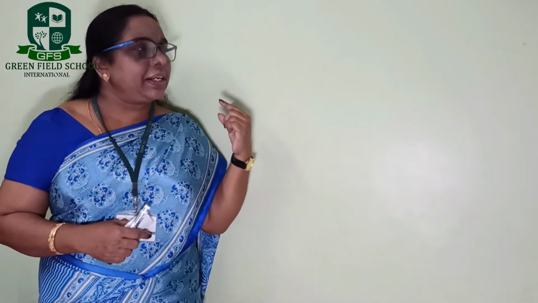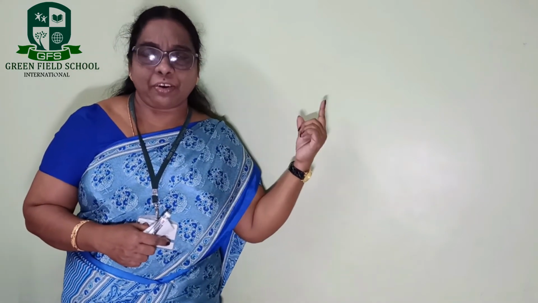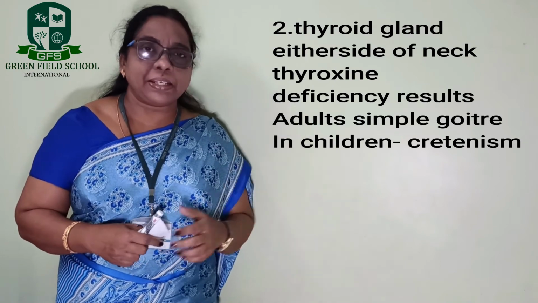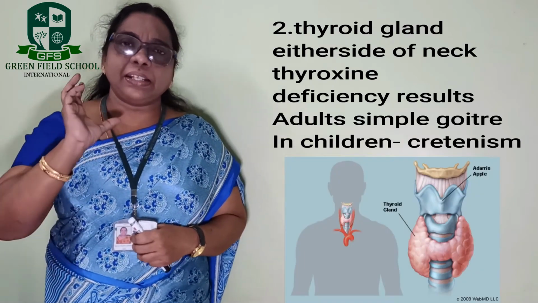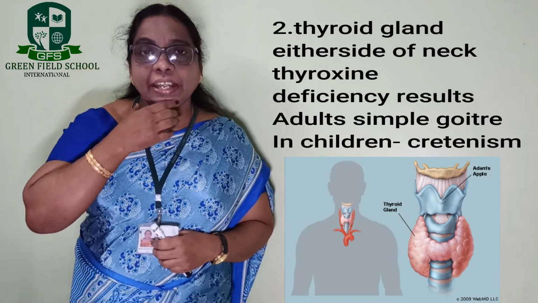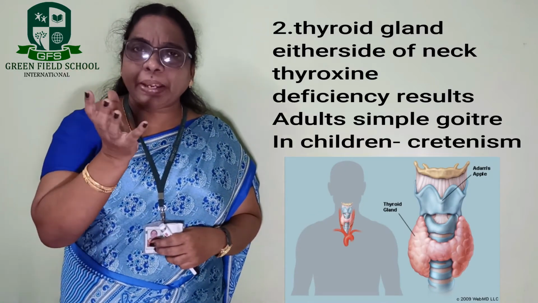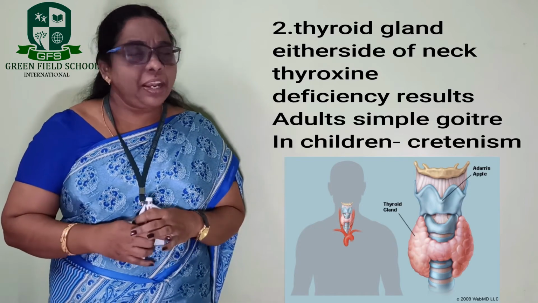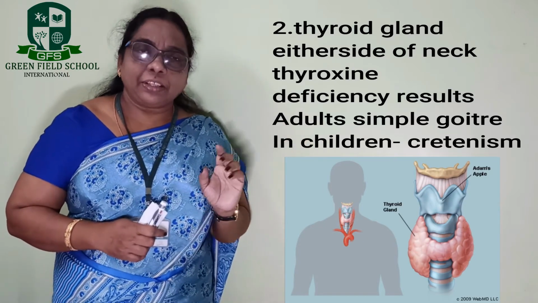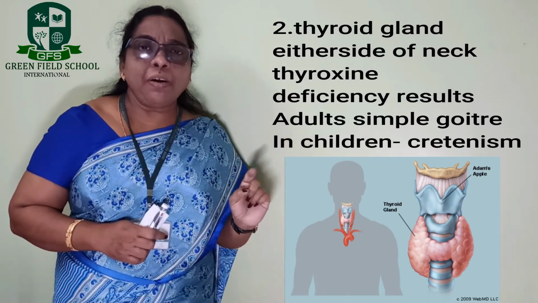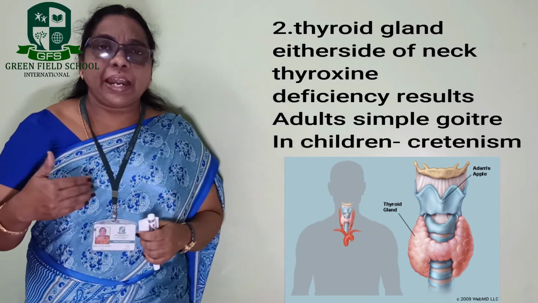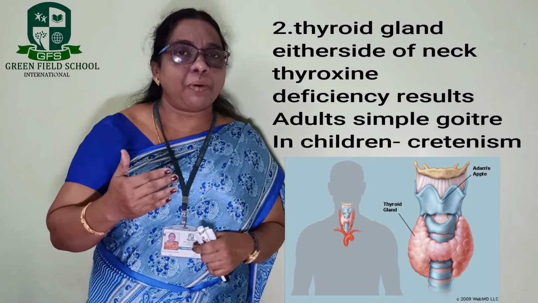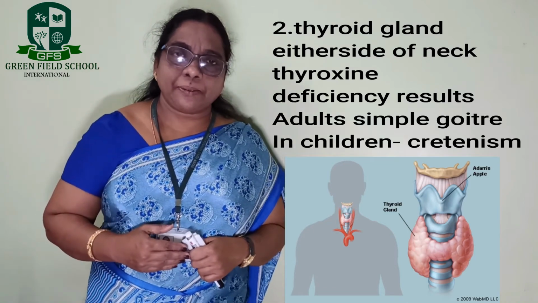Children, the second gland we are going to study is the thyroid gland. Look at this picture. Where is the thyroid gland present? It is present on either side of the trachea in the neck region. This is a big gland, see how big it is. The hormone produced by the thyroid gland is thyroxine, and it helps in the conversion of carbohydrates, fats and proteins.